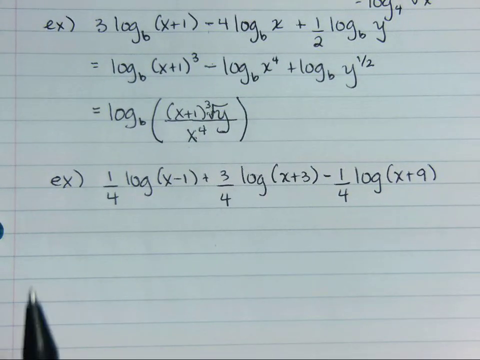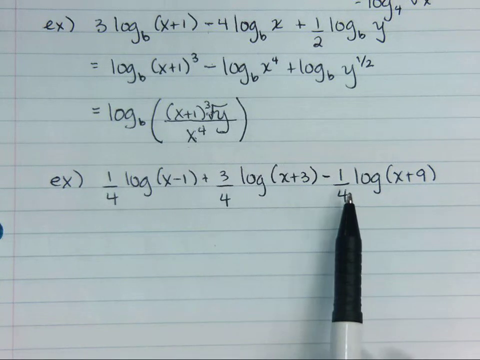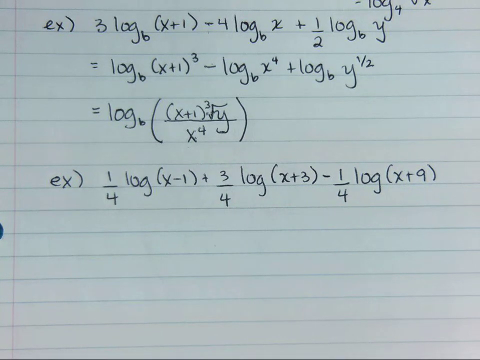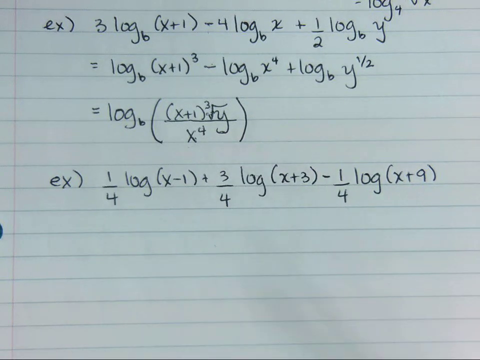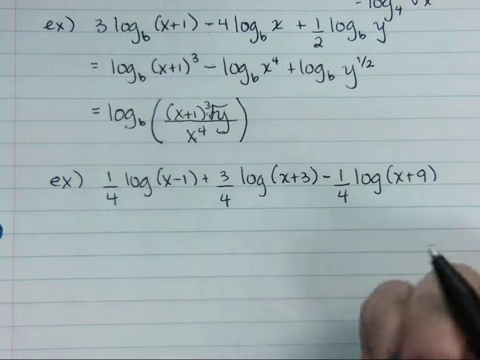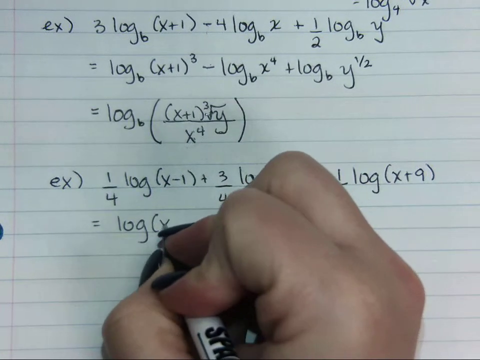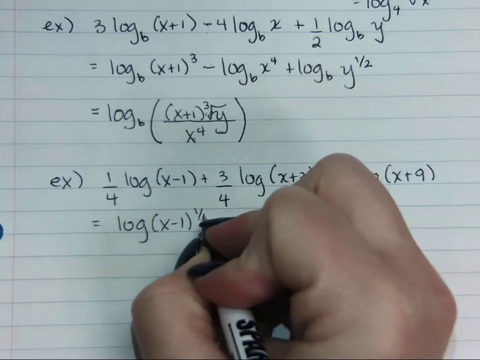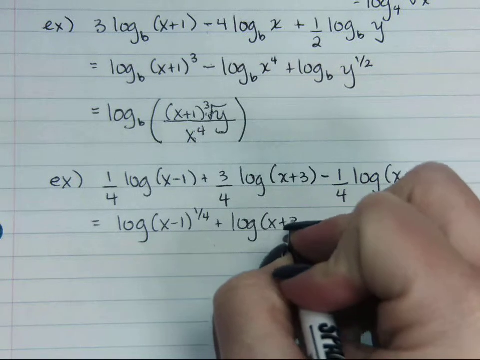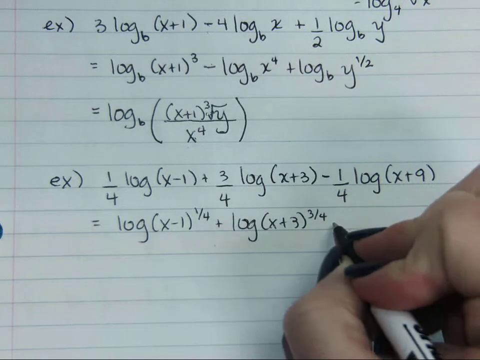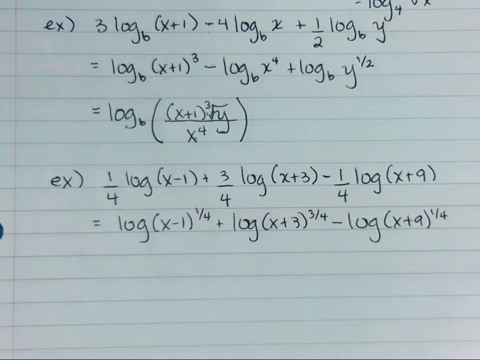Now, when you have logarithms where the number in front is fractional and they all have the same denominator, this is going to be something where each of these terms are going to be underneath the same root. So let's start first with our same process as we did last one. So this log of x minus 1 is going to be to the 1/4 power, plus the log of x plus 3 to the 3/4 power, minus log of x plus 9 to the 1/4 power.